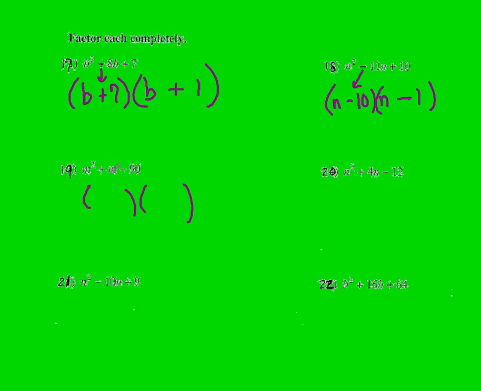Numbers multiply to 90 and subtract to 1. We assume that's a 1 there. So those numbers would be 10 and 9. Bigger number gets the positive in front. And now I need to multiply to give you negative 90, so that's why it's a minus 9.